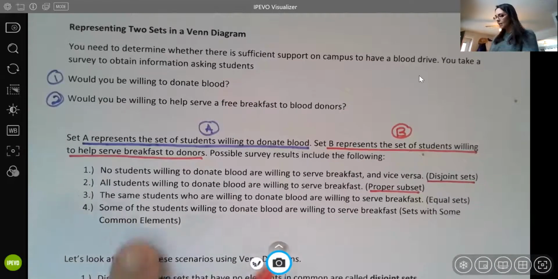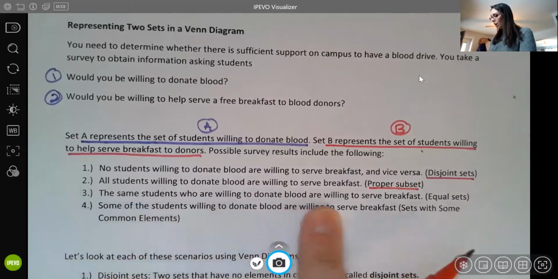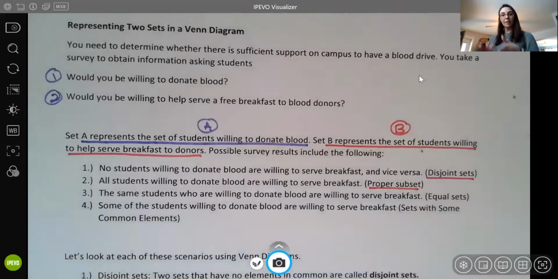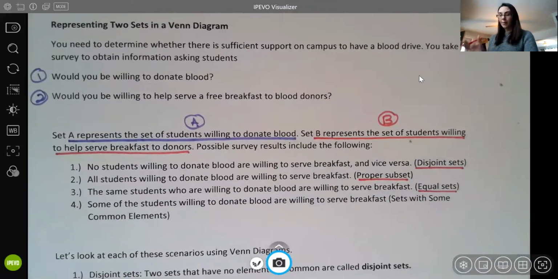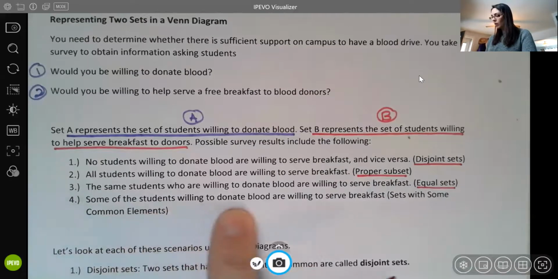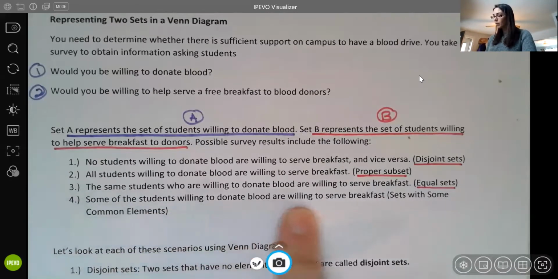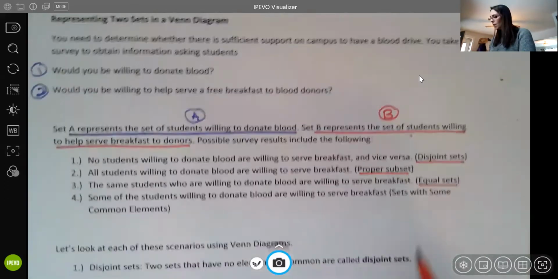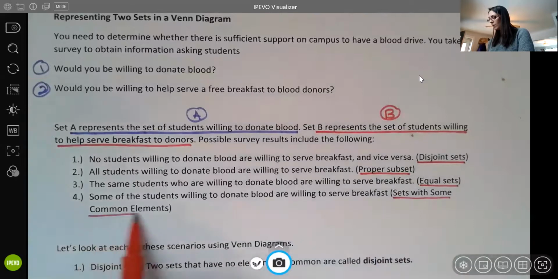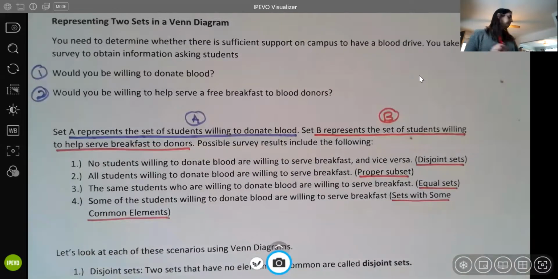It could be that the same students who are willing to donate blood are willing to serve breakfast. So the exact same students who are donating are the exact same students who are serving breakfast. So they're exactly the same, so you have equal sets. Or what is more likely to happen is that some of the students are going to donate blood, and some will also be willing to serve breakfast. So it won't be everybody, but you'll have some who are willing to do both. So these are sets with some common elements.